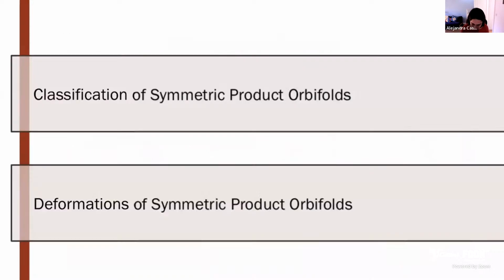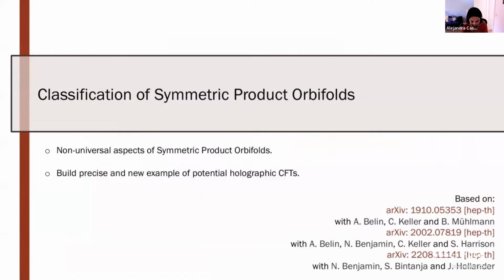So this talk is going to be divided into two parts. Depending on how things go, I might go very quickly through the second part, but let me give you a very brief overview of how these two portions of the talk will go. We will first talk about the classification of symmetric product orbifolds. Here I'm going to highlight the differences between them, despite the fact that they might look all very similar. And in this context, I'm going to give you very precise and new examples of CFTs that might be holographic.